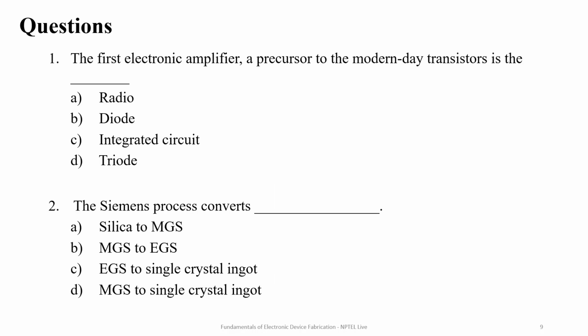So the first question is: the first electronic amplifier, a precursor to the modern day transistor, is dash. A, radio; B, diode; C, integrated circuit; and D, triode. Anybody of you can unmute and answer. Triode. Yeah, and why is that? What do you mean by a triode? Can you just give a brief explanation? What is a triode?